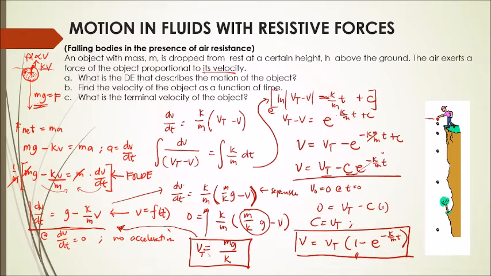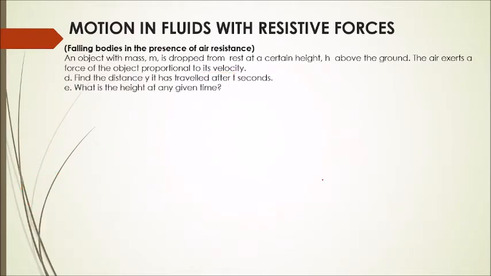Number 1 was the DE describes the motion of the object. So this can be the equation, or this one is okay. And then we have the terminal velocity. This one is terminal velocity, and then we have velocity. Find the velocity as a function of time. So this one. Okay. Next, find the distance y it has traveled after t seconds.